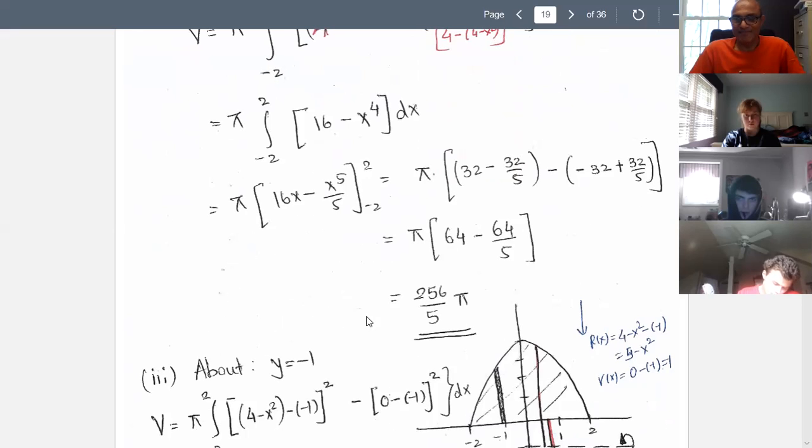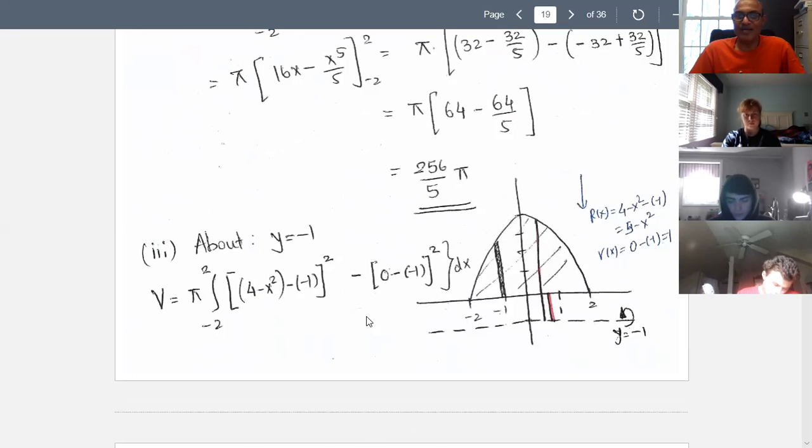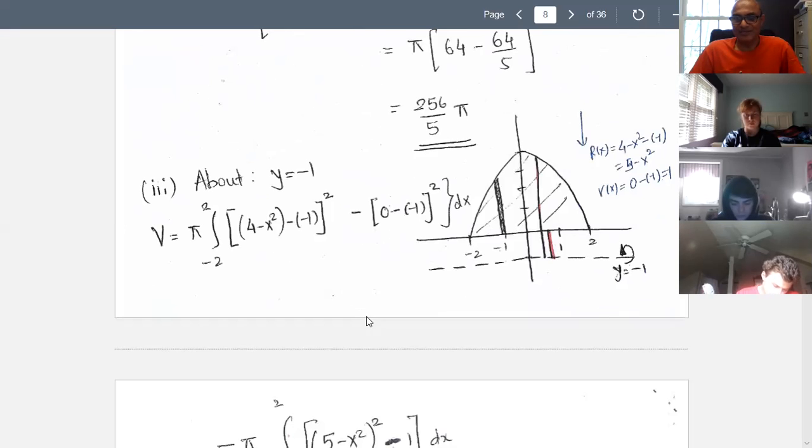Agree? Yes, sir. Let me take one more example, about y equal to -1. Y equal to -1. So same figure. See, I'm just with the same figure. If somebody is there with the railway crossing, who is there? No.